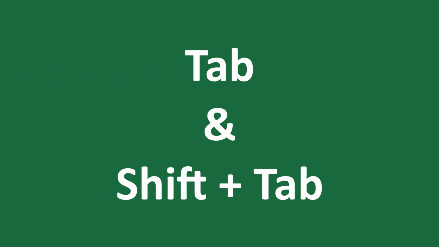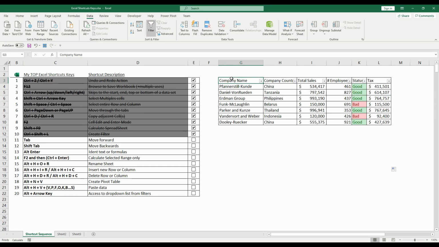The Tab shortcut key is quite useful when you want to move forward or jump through your data set. So if we press Tab, you can see that we're going forward in your data set. Then if you want to go back, you can press Shift Tab and then you start to go backwards in your data set or the cells.